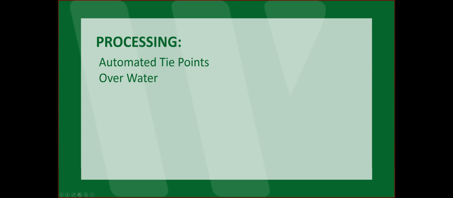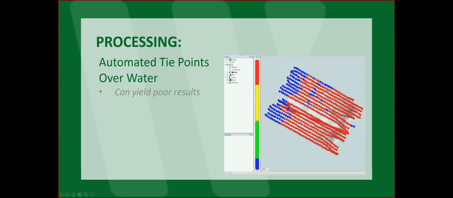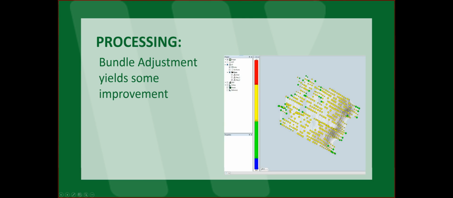Then we move on to automated tie points. Automated tie points over water can yield poor results. The blue dots represent zero matches, most likely deeper water. And these are areas where there wasn't enough definition between two sets of images for the software to clearly define those. However, we do also do a bundle adjustment, and this yields some improvement.